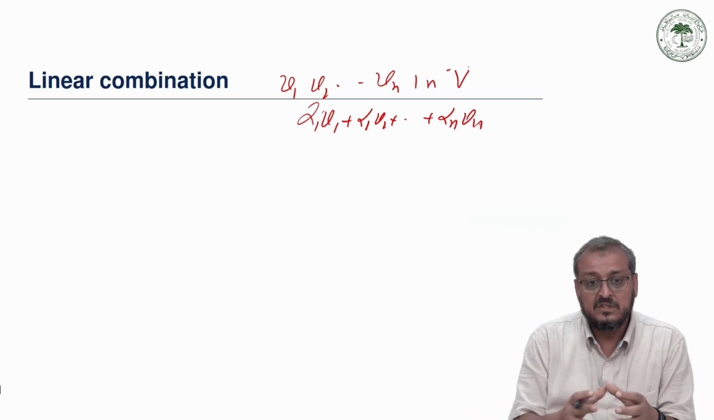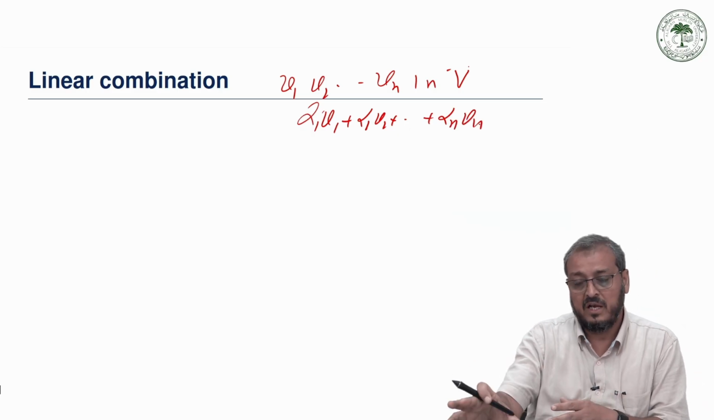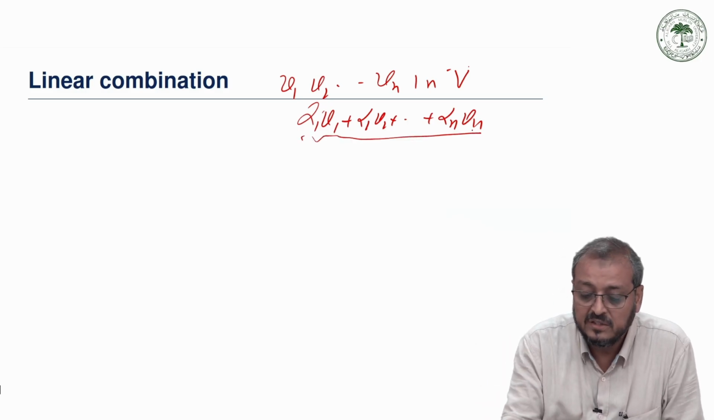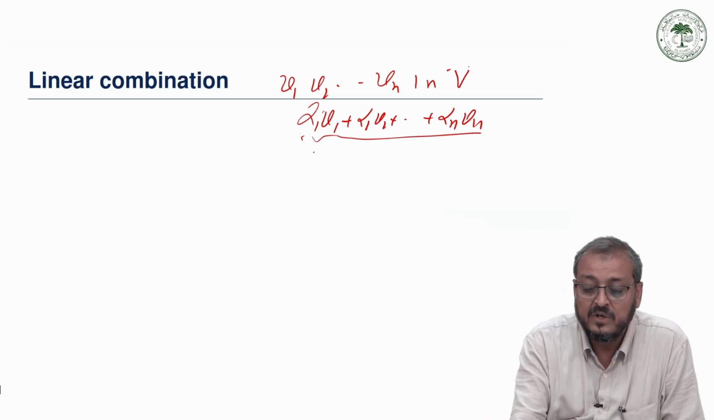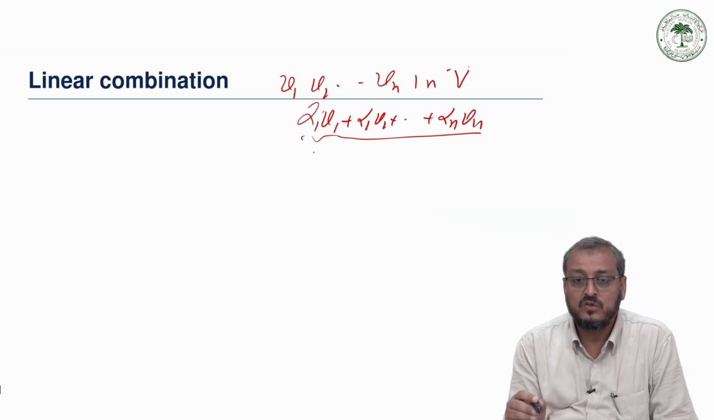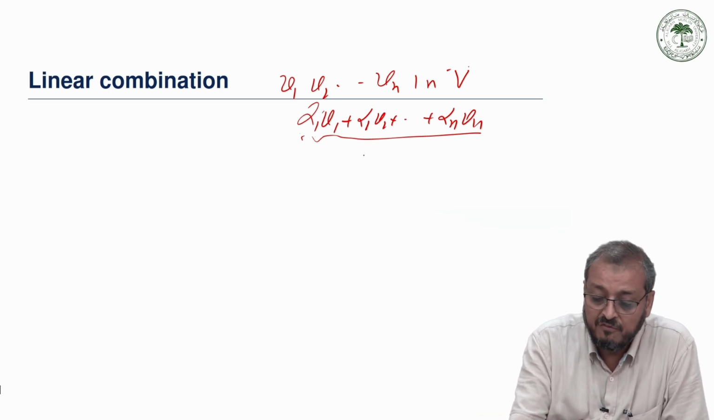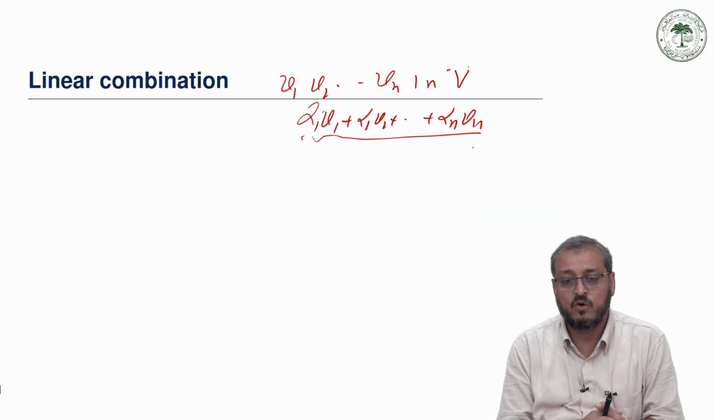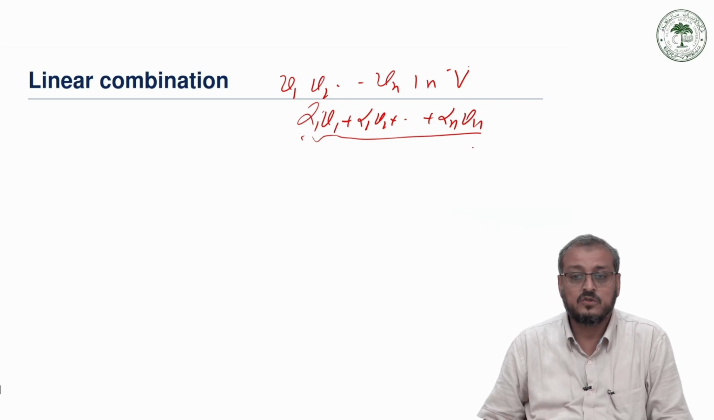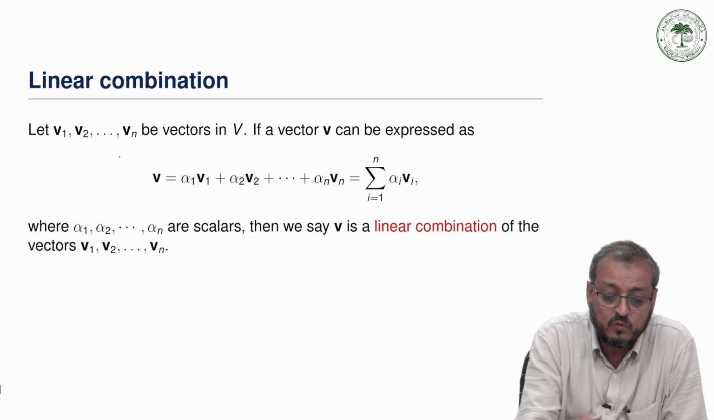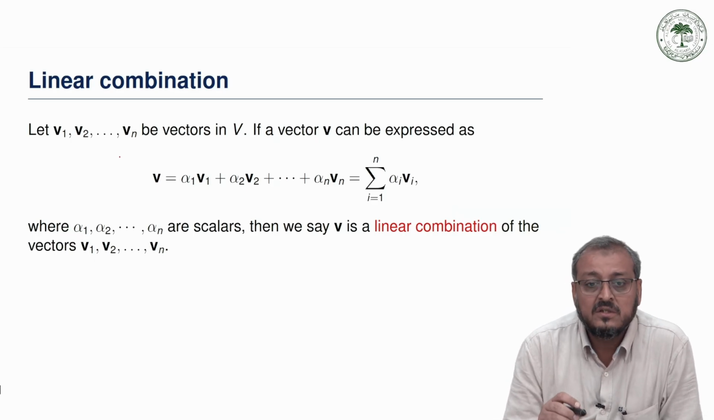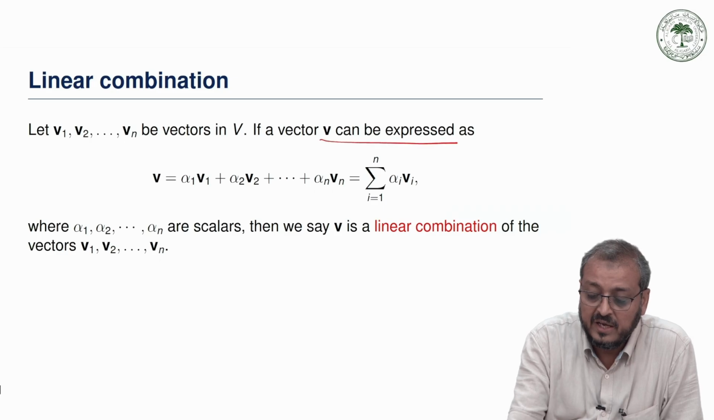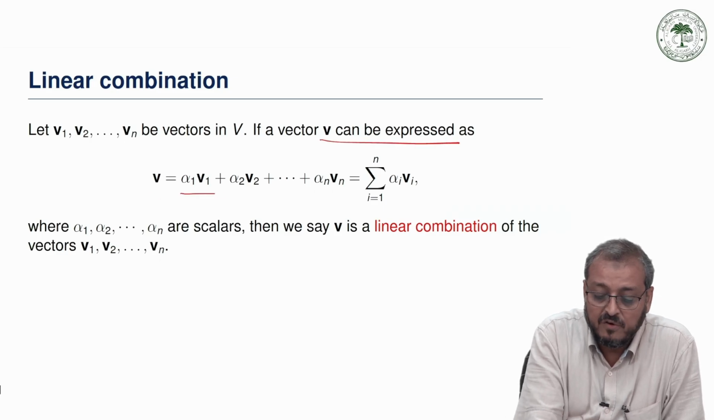If vectors in a vector space can be expressed in this form, it is called a linear combination of the vectors v1, v2, vn, where alpha 1, alpha 2, alpha n are called the scalars, the real coefficients. So let v1, v2, vn be vectors in V, and if any vector v can be expressed in the form alpha 1 v1 and so on.